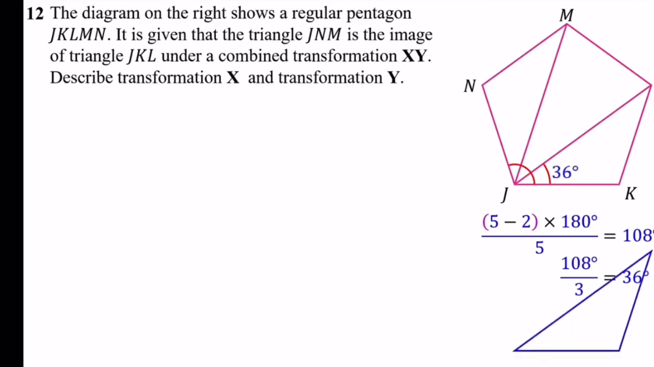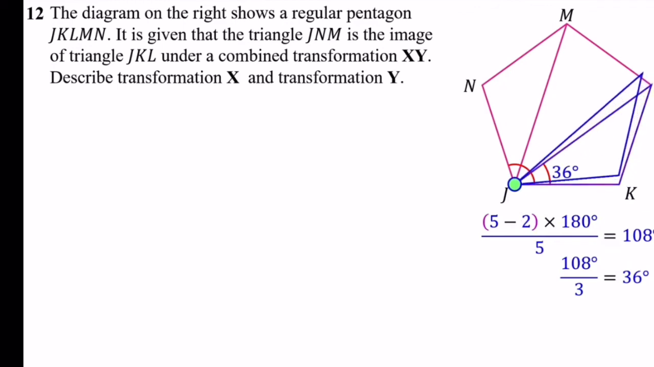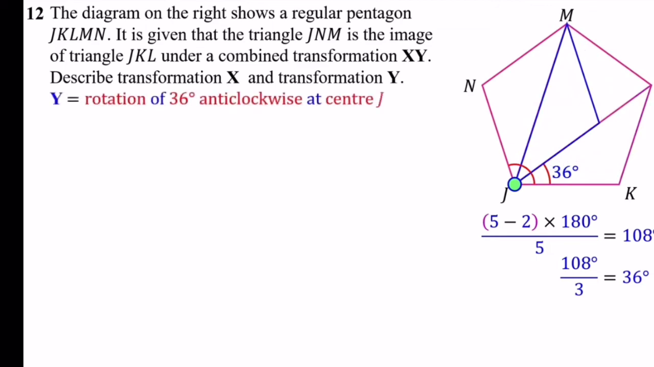So that means we are going to rotate this triangle JKL, which is the object. The blue one is the object. Now we rotate, can you see that? We rotate by 36 degrees. After that, we write: rotation about center J, 36 degrees anti-clockwise. Rotation of 36 degrees anti-clockwise at center J for Y, followed by X. After Y, we follow by X.